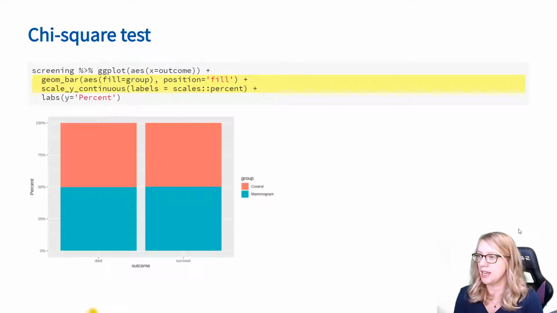So here we're seeing that in the group of women who died, about 50% were in the mammogram group, about 50% were in the control group. Out of the women who survived, about 50% were in the mammogram group, about 50% were in the control group.